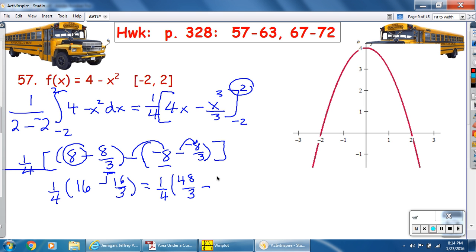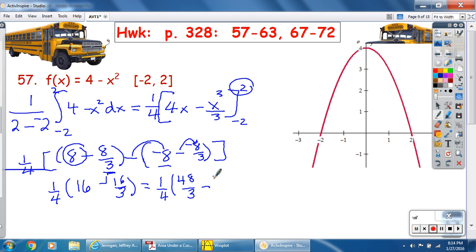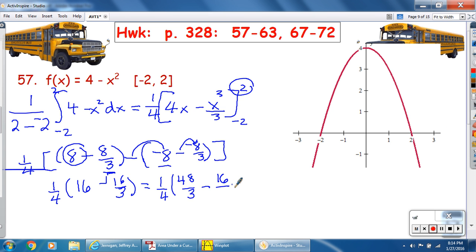Minus 16/3, which is 1/4. 48 minus 16 is 32 over 3, and so then we multiply and we get 8 over 3. So 8 over 3 is 2 2/3. That's the average value.